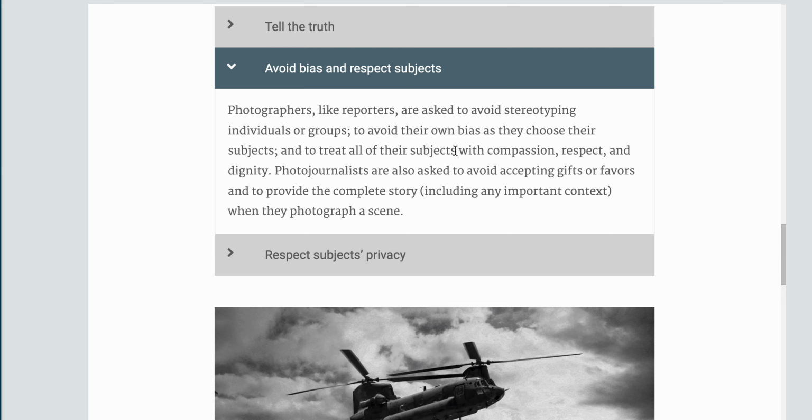So treat all the subjects with compassion, respect, and dignity. Photojournalists are also asked to avoid accepting gifts and favors, and to provide the complete story, including any important context, when they photograph a scene. And this is similar to accountability and transparency from journalistic ethics.